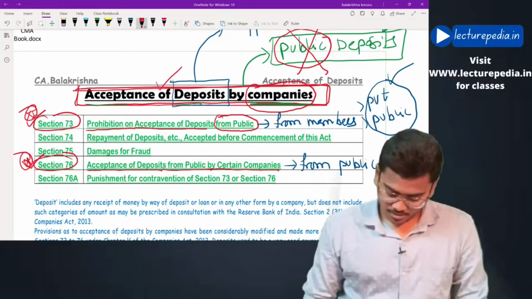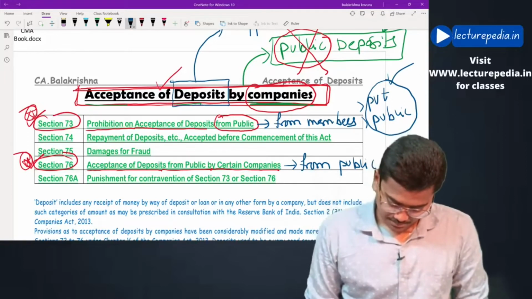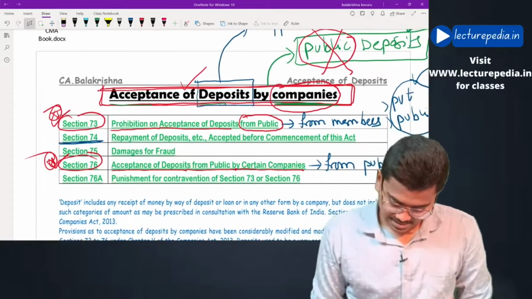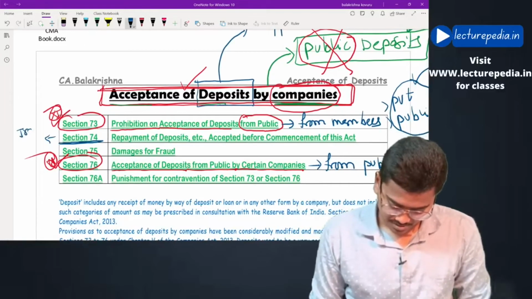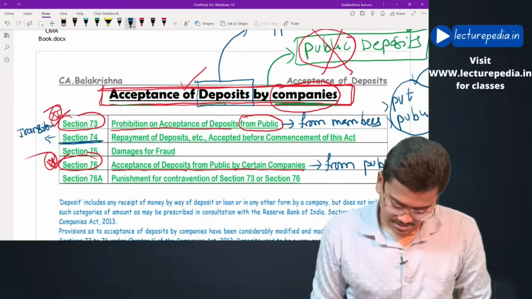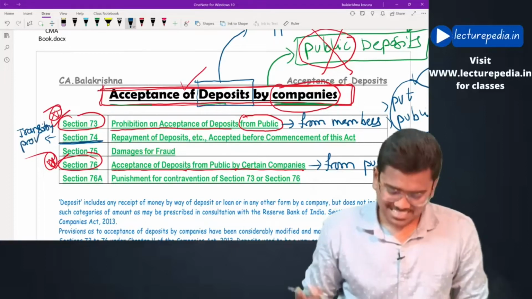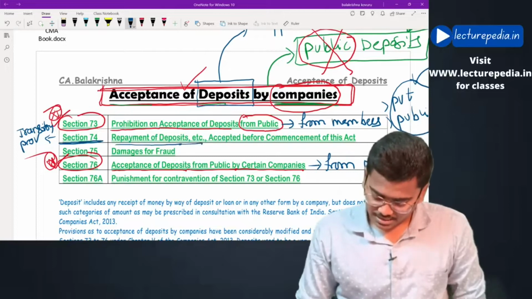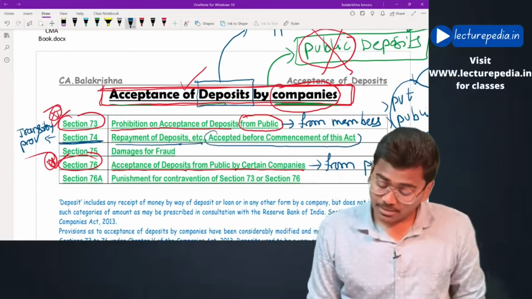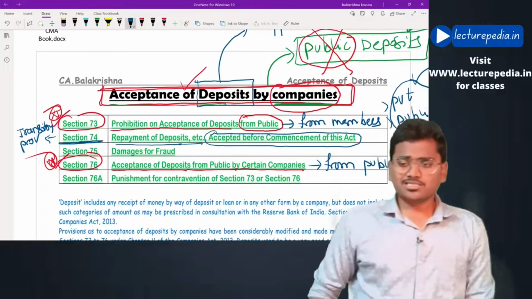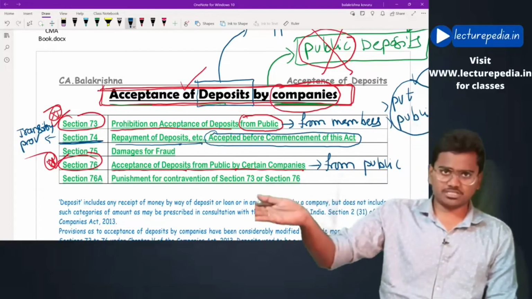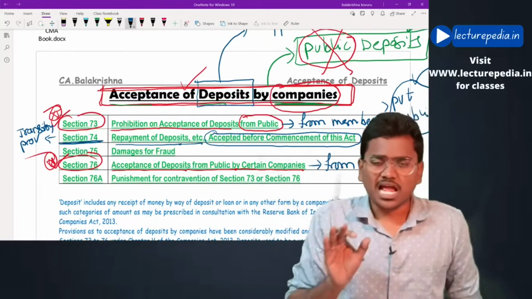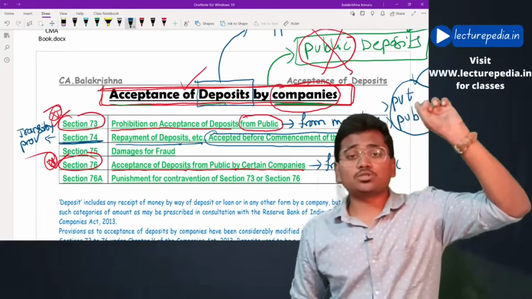Next, if you see section number 74, basically it is a transitory provision, which is irrelevant now. Repayment of deposits etc. accepted before the commencement of this act. Generally a period of 1 year was given. Generally the provisions related to deposits have come into existence in 2014.